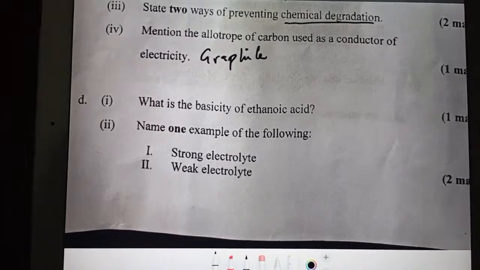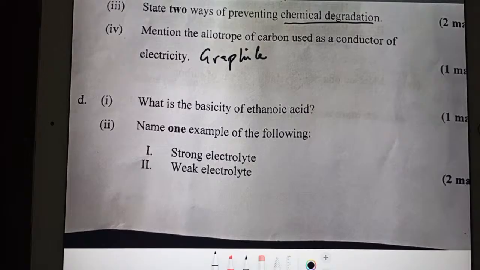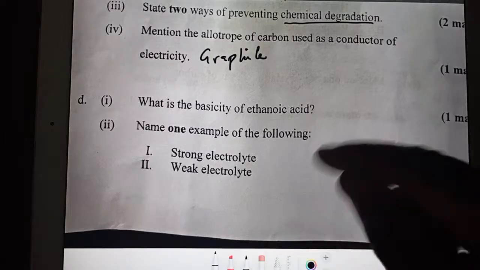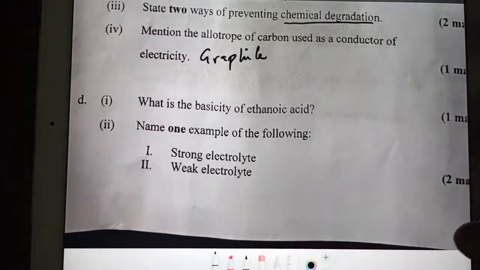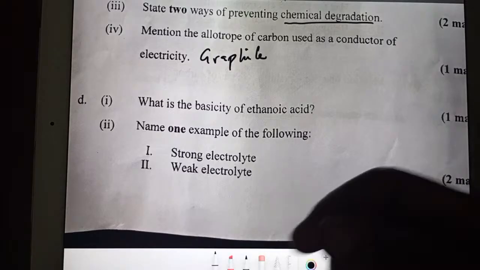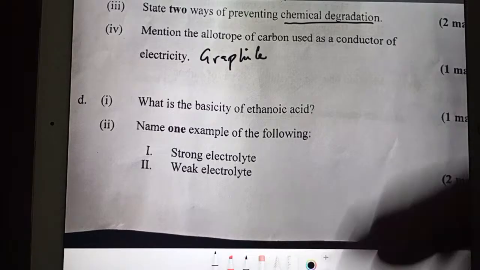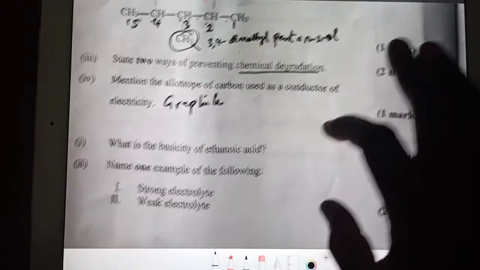Then we have the next one: what is the basicity of ethanoic acid? For any anoic acid, without having dioic or trioic, just anoic acid, the basicity is 1. Ethanoic acid, propanoic acid, and so on and so forth.